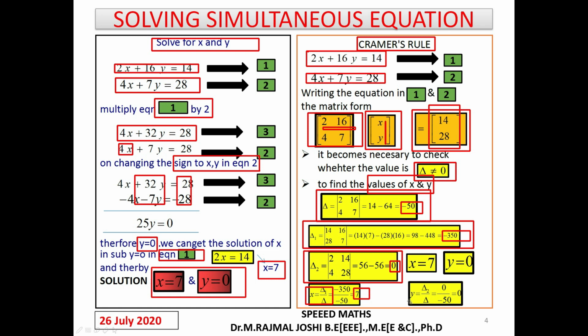In the same way, y is equal to del 2 by del; we need to use this formula. Since del 2 is 0 and del is minus 50, y becomes 0. So once again, if you see these two methods, the answer is 7, 0 here also.